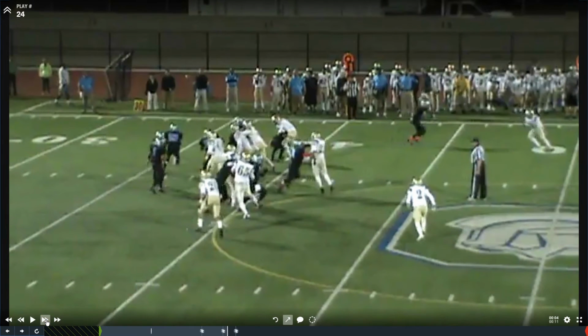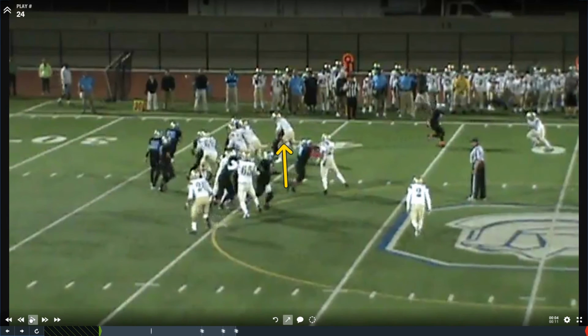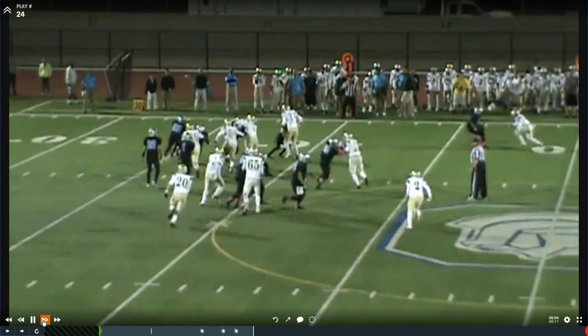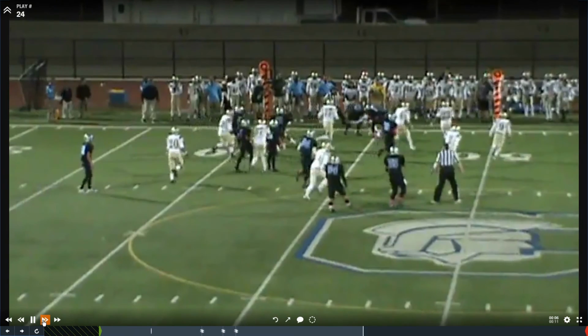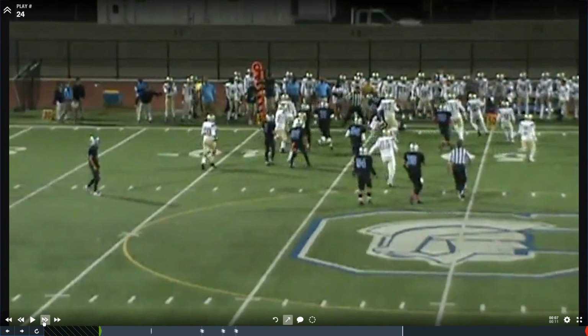Now, the coach also wanted holding. Now you can see the defender's hand wrapped around the thigh for a very short time. This is not holding. He lets him go, pushes off. This is a legal play.